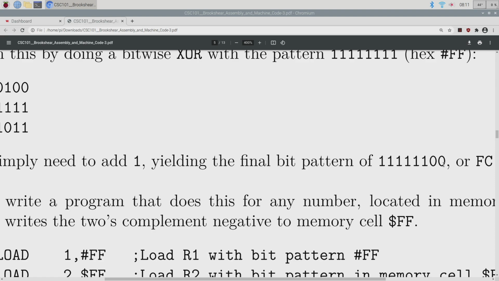And this is why, when we did the two's complement material, I taught you to think of it as flipping the bits and adding 1. Because of this trick right here, that's an easy way to think of it in terms of implementing it in this sort of model programming language.